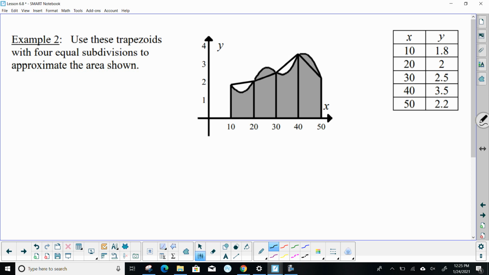That first one, we're going to go 1/2 times the width, which is 10, going from 10 to 20, times height 1. It's right up here. Height 1 is 1.8. That's that point right there. And height 2 is 2. That's that point right there. So 1/2 times 10 times 1.8 plus 2. Okay, plus 1/2 times 10 times, now this height would be the 2, and this height would be the 2.5.